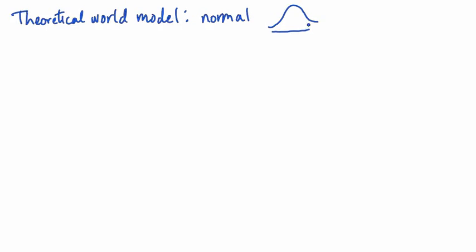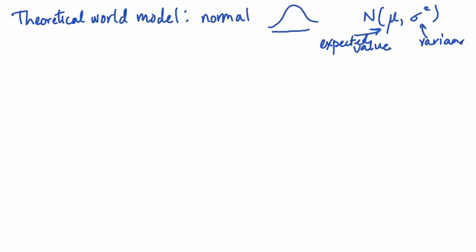Let's look now at another case. Suppose our theoretical world model is a normal distribution. The normal distribution is a good model for quantitative data in many cases, so it will be important to us. A normal distribution has two parameters, its expected value, mu, and its variance, sigma squared, or you could talk about its standard deviation, sigma. For now, let's say the parameter that we're interested in is mu, the expected value.